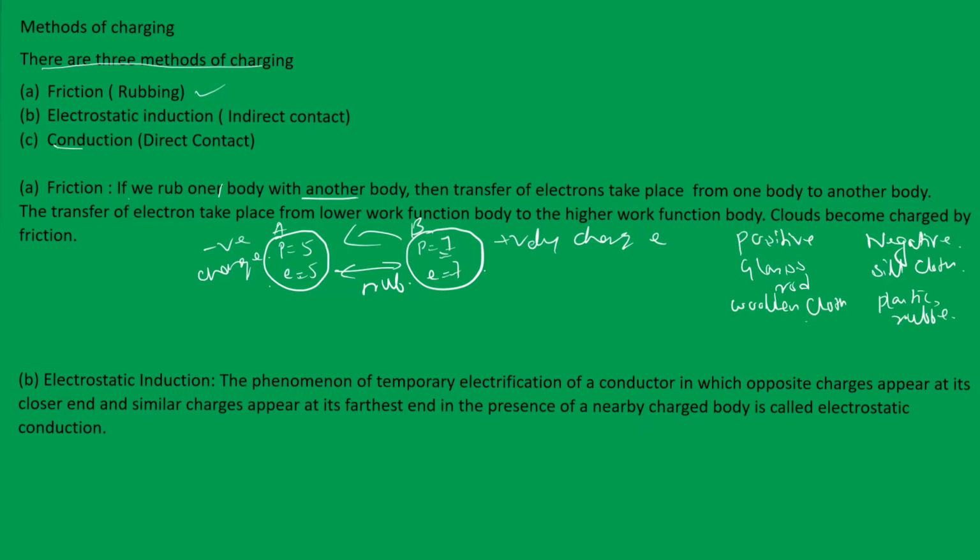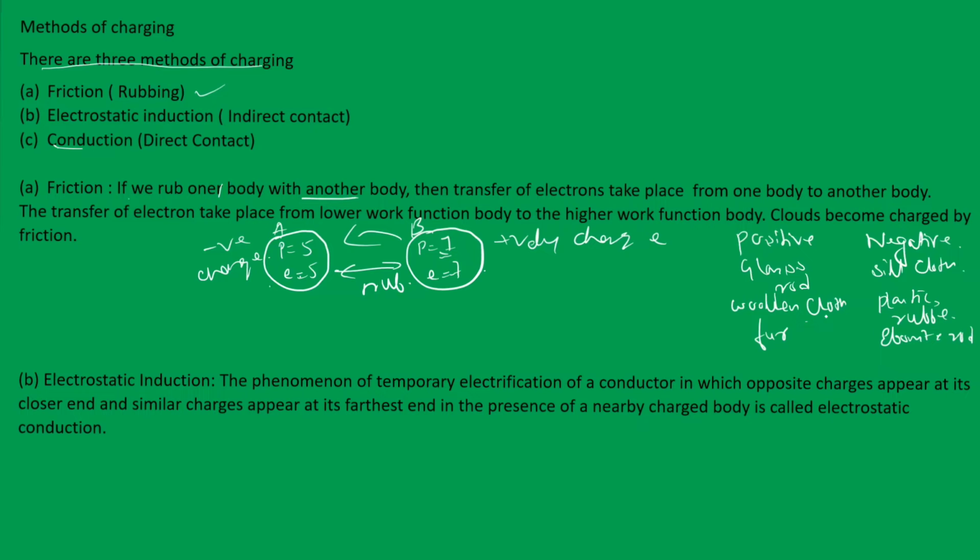Rubbing a woolen cloth on plastic or rubber, the woolen cloth will always give electrons, and the plastic and rubber will always gain electrons. The gaining one is negative and the giving one is positive. Similarly, if you rub an ebonite rod on fur, the fur will always give electrons to the ebonite rod, so the rod will become negatively charged.